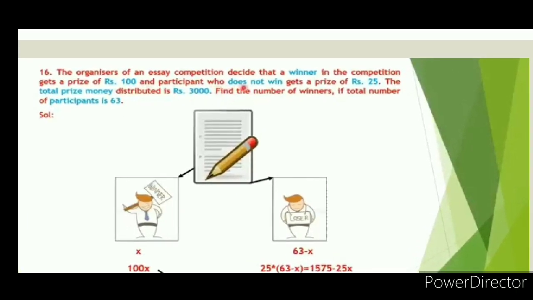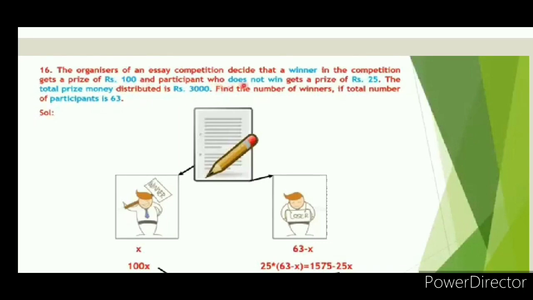The organizers of an essay competition decide that a winner in the competition gets a prize of rupees 100 and a participant who does not win gets a prize of rupees 25. The total prize money distributed is rupees 3000. Find the number of winners if the total number of participants is 63.